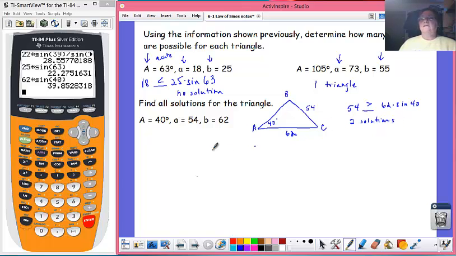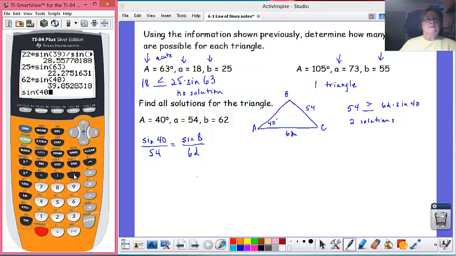The law of sines will get us our solutions, so let's set up a law of sines for this thing. The sine of 40, that's our angle A, relates to the side across from it, 54, the same way that the sine of B will relate to the side across from it, 62. Doing the work here, we're going to multiply sine 40 times 62, and then divide that by 54.